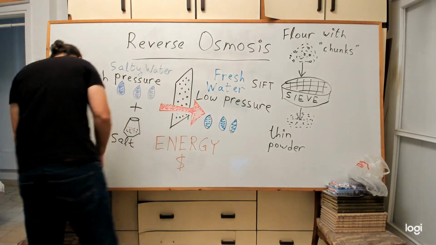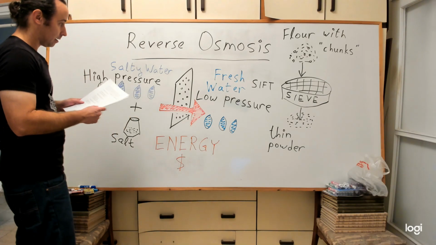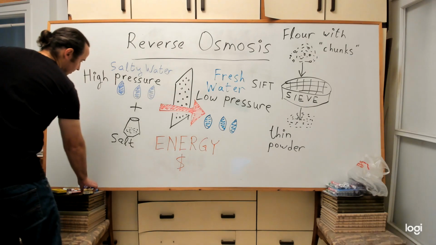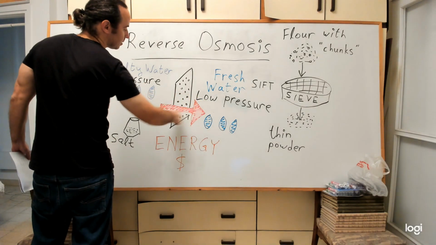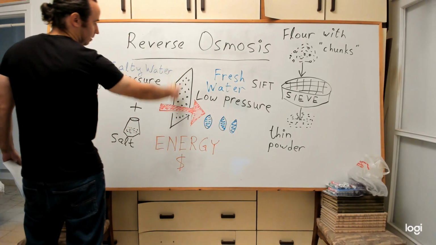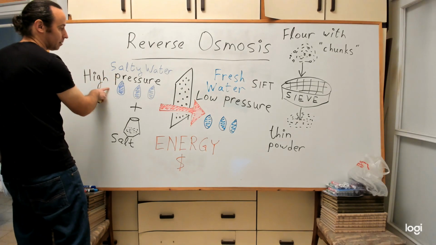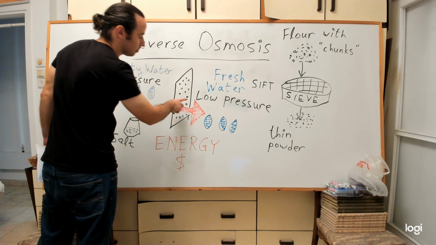Okay, so I'm starting to read for you. I will erase it and draw my solution. So remember, high pressure and low pressure and the membrane between them. We need to go from the high pressure through the membrane, through the sieve, to the low pressure.